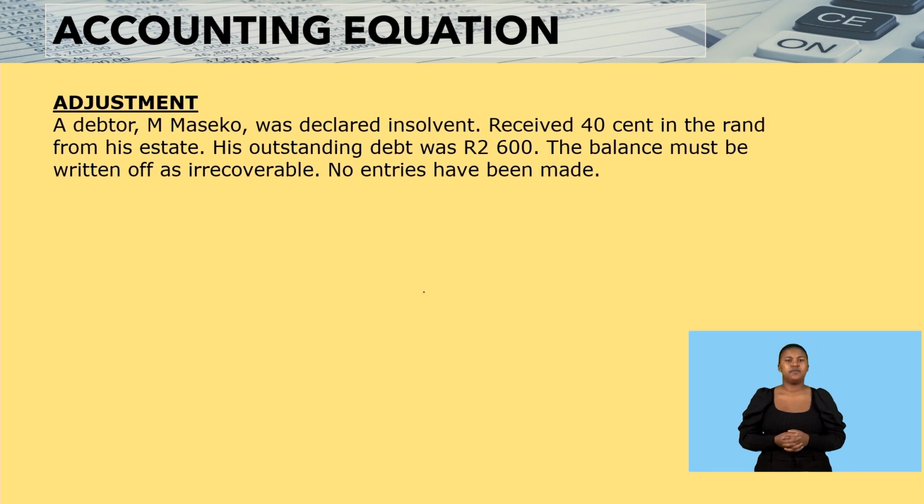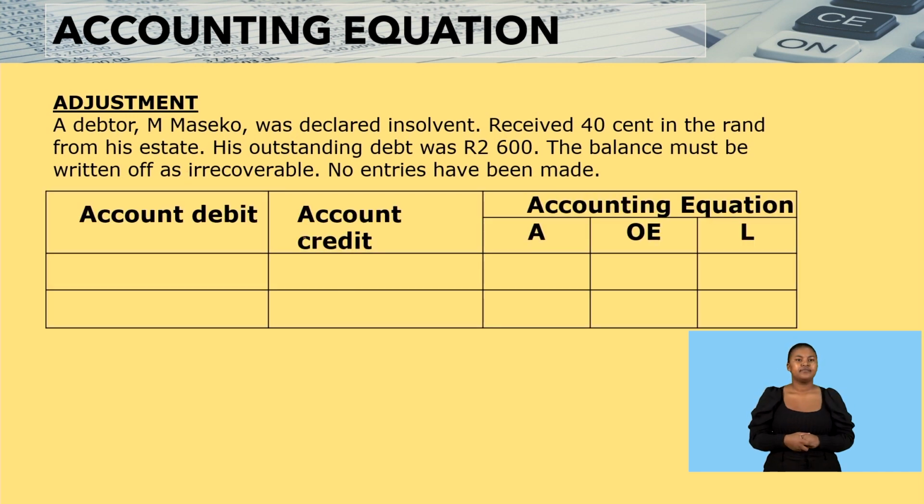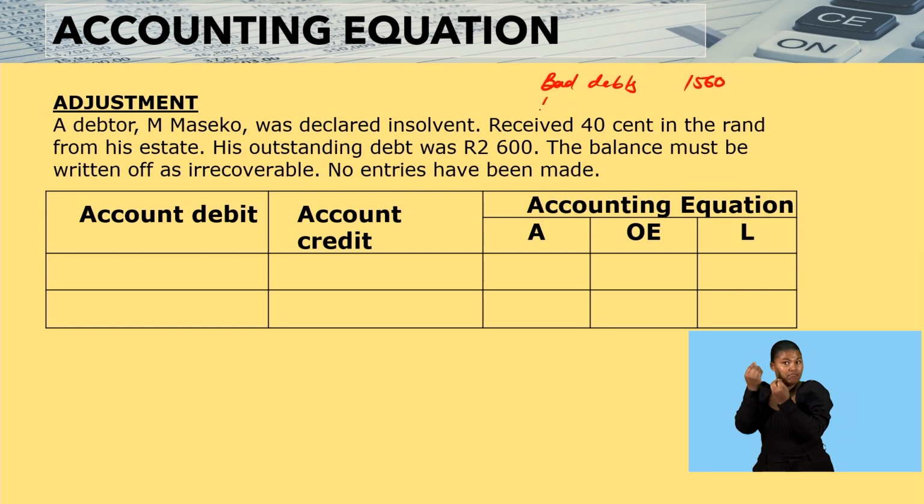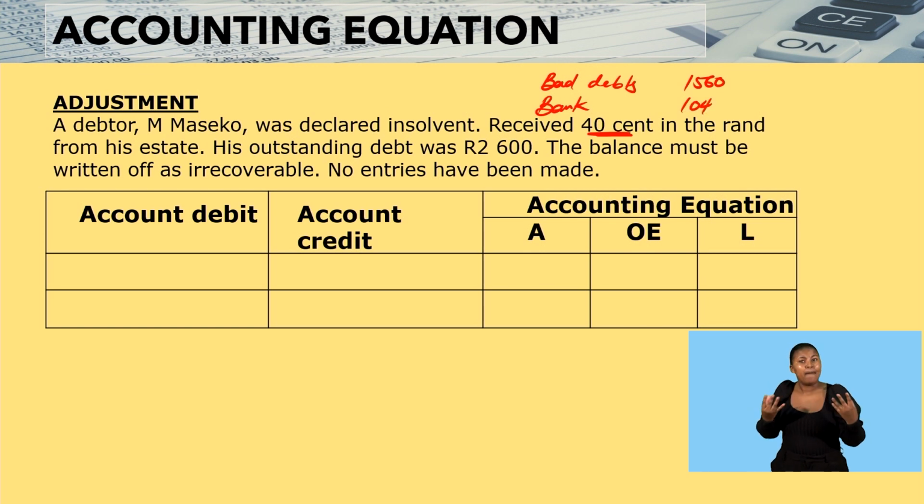How then does this affect the accounting equation? Let us see. On the accounting equation, remember we had two amounts. The first one was my bad debts, and my bad debts was 1,560. We calculated it. And we also had the bank amount that we received, which is the 40 cents in the rand, and that amount was 1,040. We want to record these here.